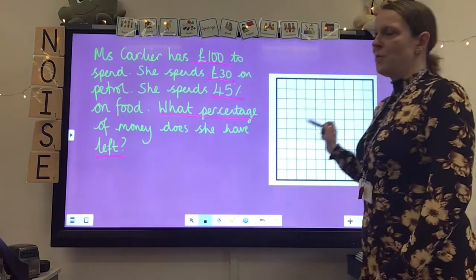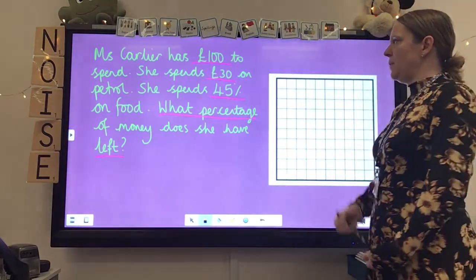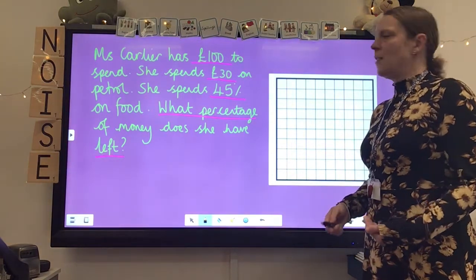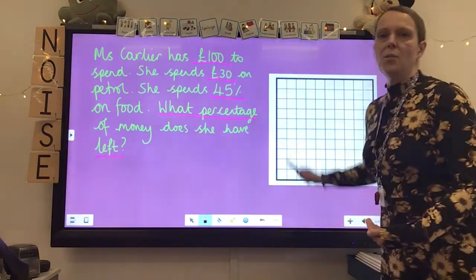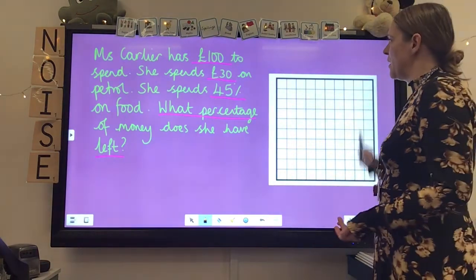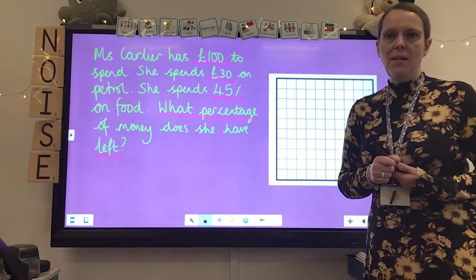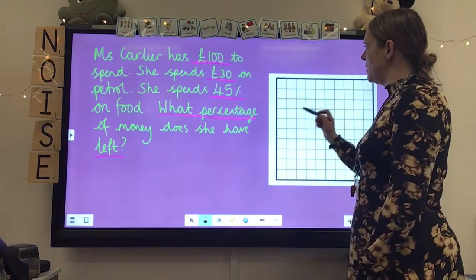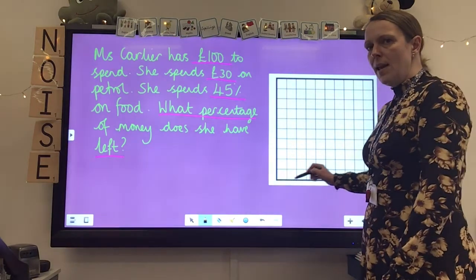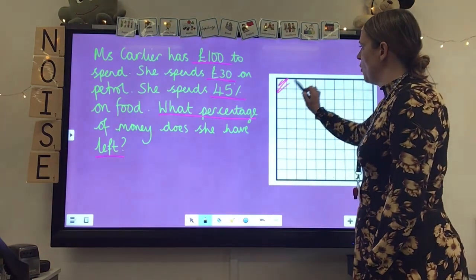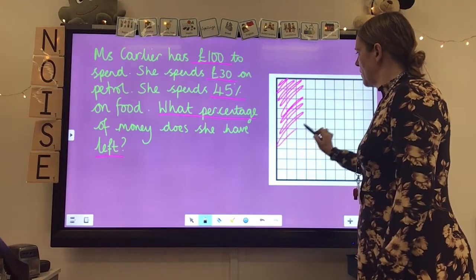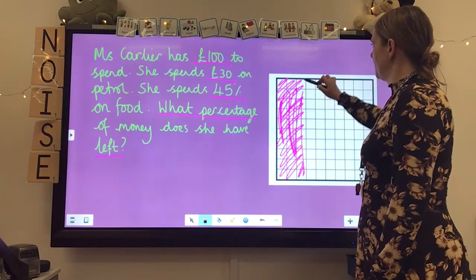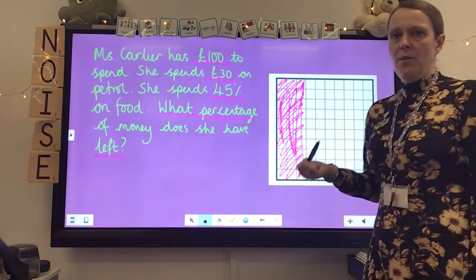So I can use the 100 square to help me with this. So I know that I've spent £30 on petrol. Okay, so 30 out of 100. Imagine each one of these squares is worth £1 and I've got £100. How many squares am I going to need to shade in for £30? Have a think. That's right, I need to shade in 30 and I know each column is worth 10. So I need to shade in 3 columns. Okay, I'm not going to spend ages colouring it in. So there's my £30 spent on petrol.